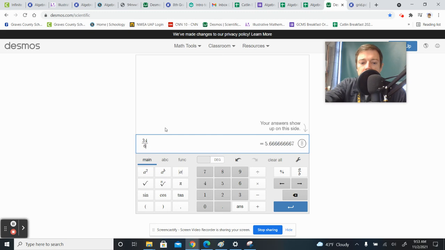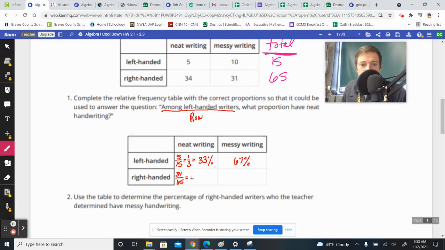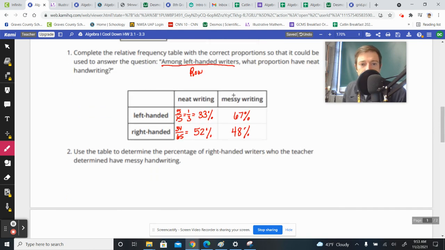So it was 34 out of 65, which is 52%, which by adding up to 100 would make this one 48%. All right, so we got our relative frequency table based upon the rows of left-handed versus right-handed. And now we can answer the question. Use the table to determine the percentage of right-handed writers who the teacher determined have messy handwriting. And that would be the 48%.